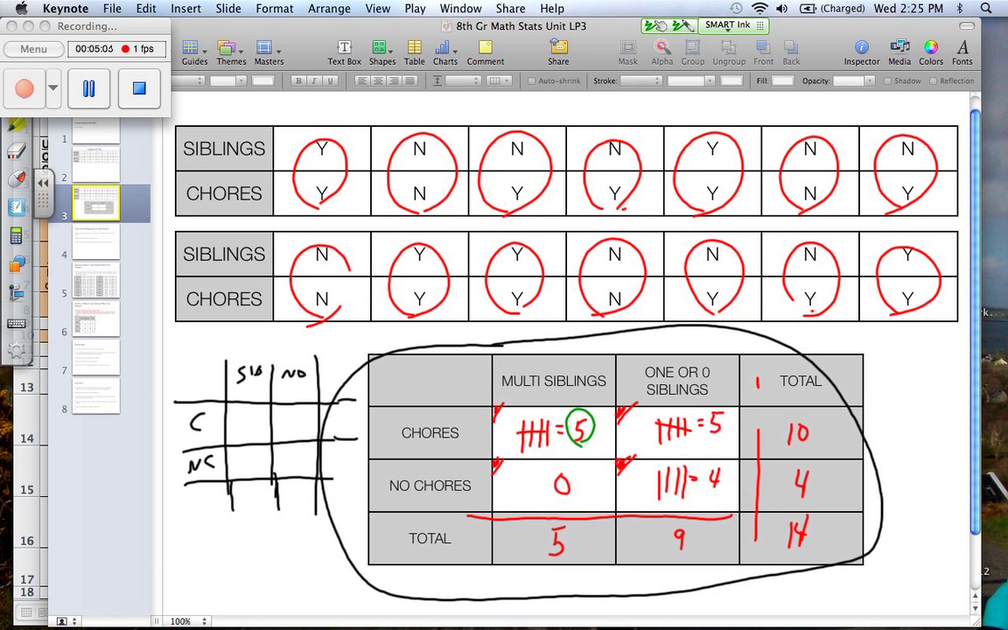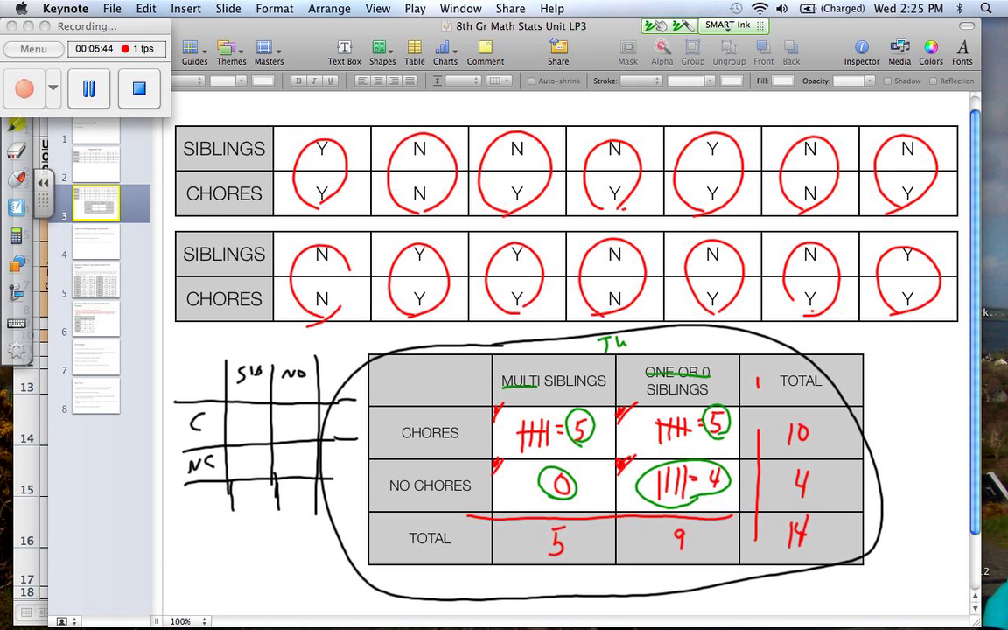I see that there's the same frequency of students with chores between the multiple siblings and the 1 or 0 siblings. However, no students in my class that had more than one sibling didn't have any chores at home. 4 of them that had 1 sibling or 0 siblings went without chores. Based on this, I can say that if students in my class have more than 1 sibling, there's a high likelihood for them to have chores. If they have 1 or 0 siblings, it's about half and half. 5 and 4 out of the 9.